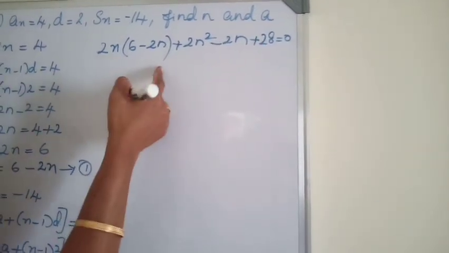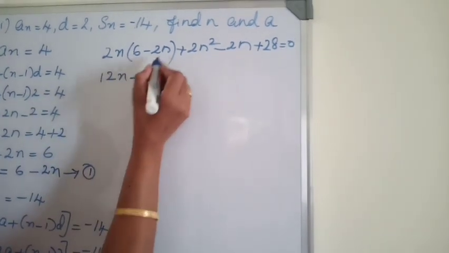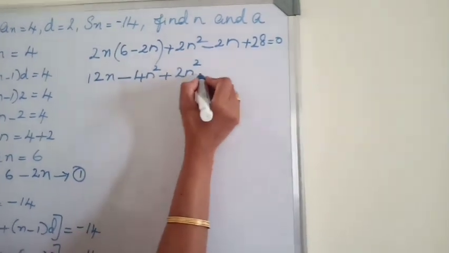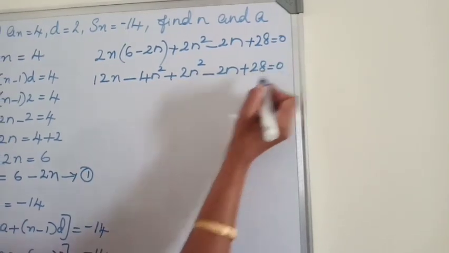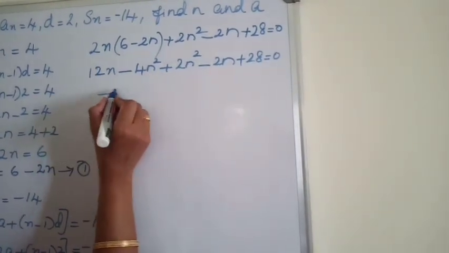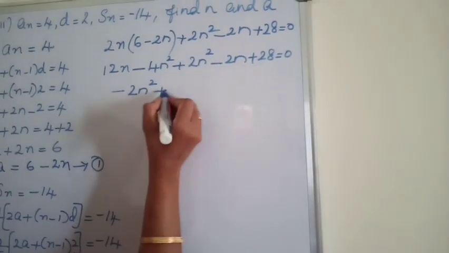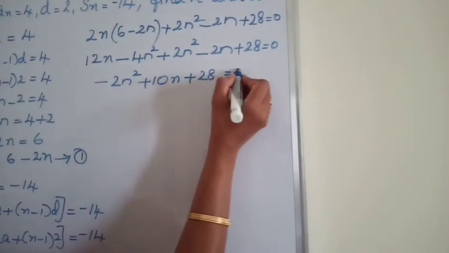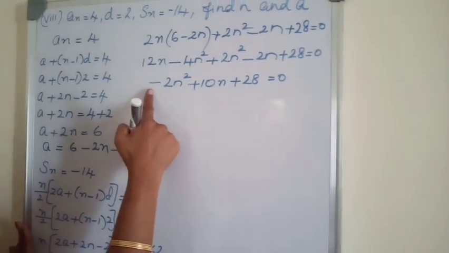Now we'll open the bracket. 6 into 2, 12n, minus 4n square plus 2n square minus 2n plus 28 is equal to 0. Now minus 4n square plus 2n square becomes minus 2n square. 12n minus 2n becomes plus 10n plus 28 is equal to 0. First we will change the negative sign. The first term should not have a negative sign.